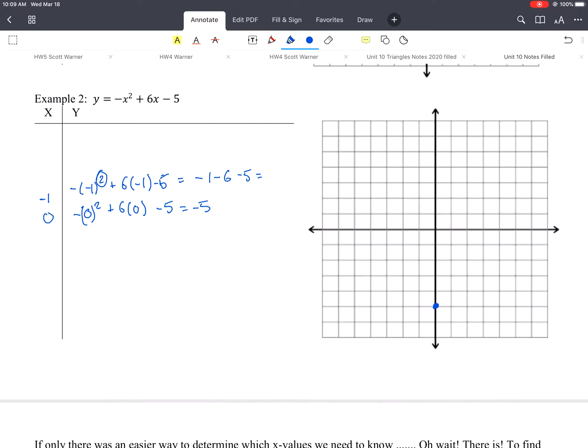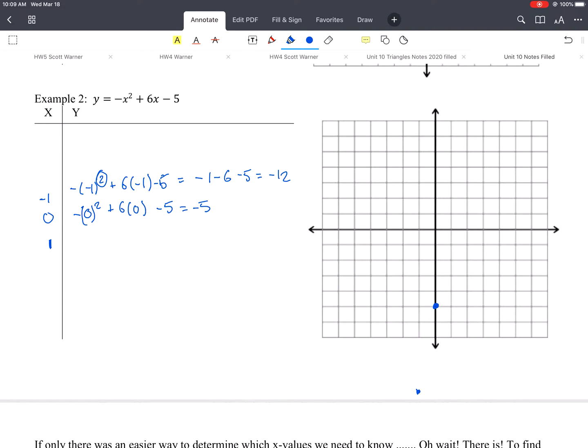And that ends up giving you, what would that be? Minus 12. Okay? So negative 1 comma negative 12. Well, that would be like way down here. Okay? So I guess I kind of went the wrong direction. That's okay. So we'll try doing positive.